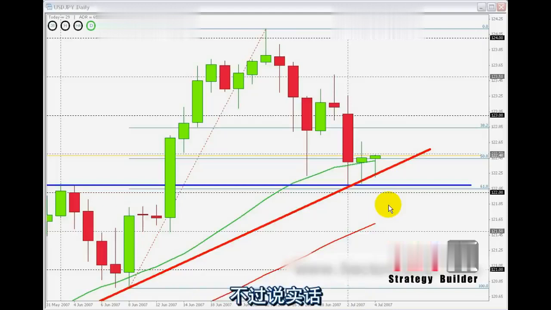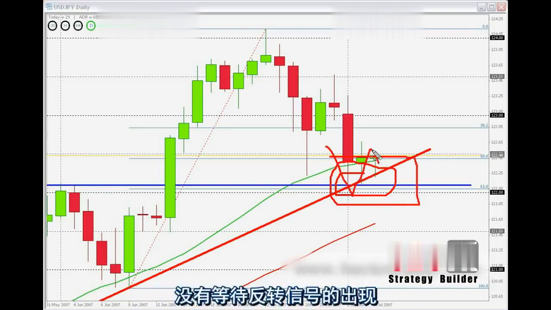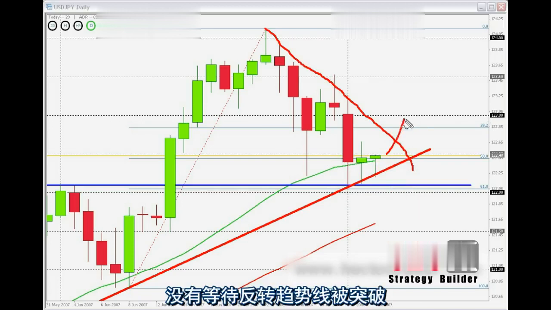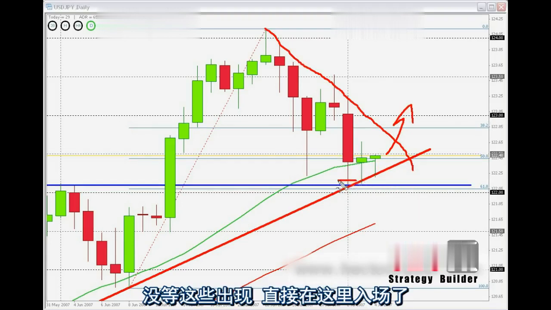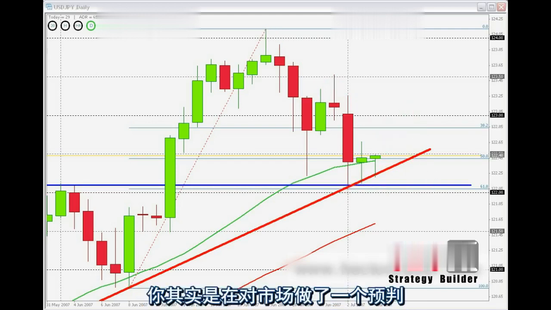Now I've got to be honest with you. This is not a conservative type of trading, because you're not waiting for the confirmation, you're not waiting for the reversal confirmation. You are not waiting for the retracement trend line breakout. You are entering right here, not upon the breakout of this trend line. You're basically anticipating the market, or trying to anticipate the market.